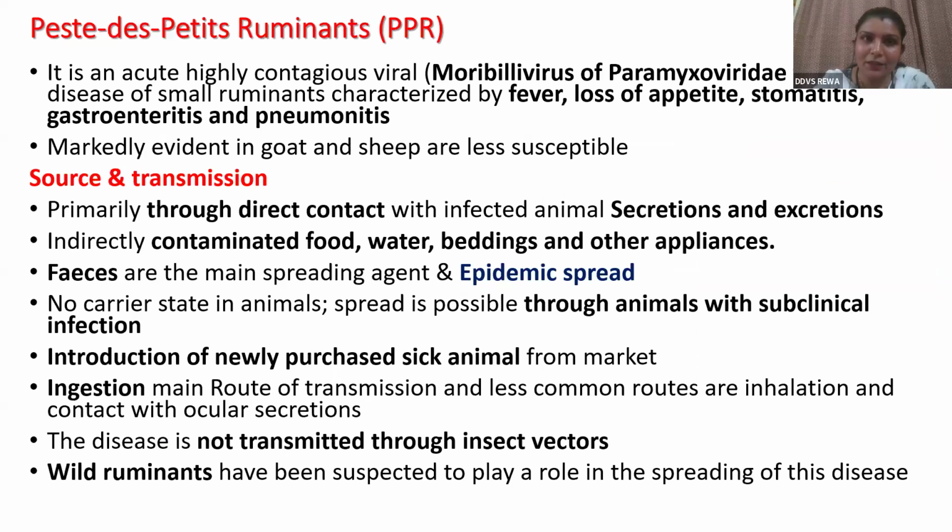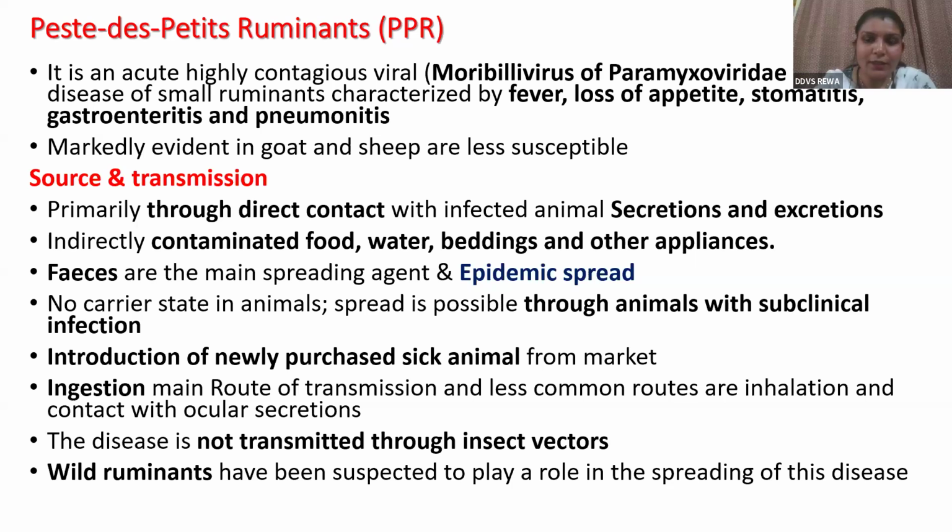So now the case definition. We can say that PPR is an acute, highly contagious viral disease of small ruminants characterized by fever, loss of appetite, stomatitis, gastroenteritis, and pneumonitis. So we can see that there is involvement of the respiratory system, and also the gastrointestinal system and upper respiratory system.